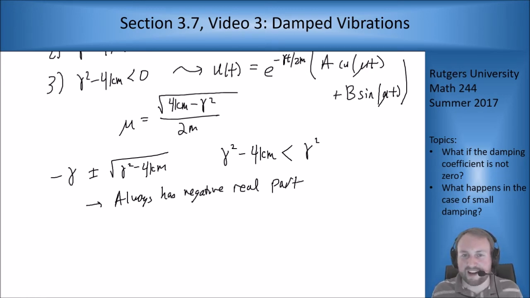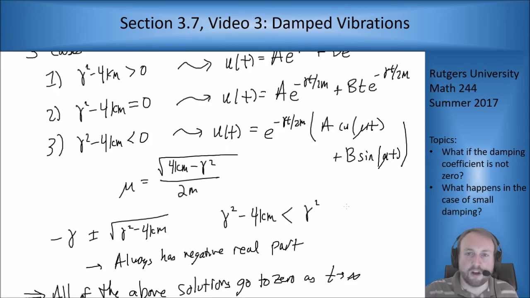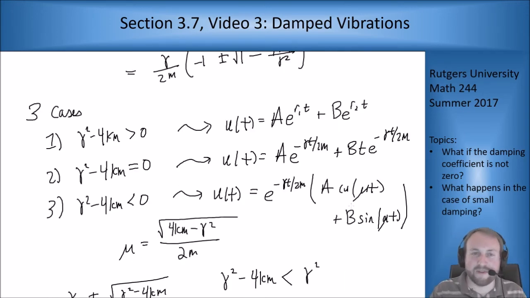So this is always going to have negative real part, which means all these solutions above all go to 0 as time goes to infinity. Because all of them, I'm going to scroll back up for this, all of them have an exponential term that's going to have a negative power on it.